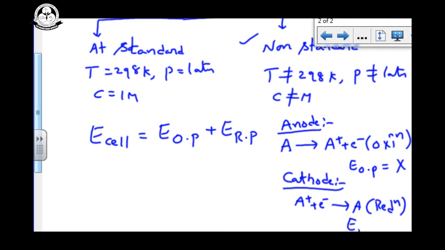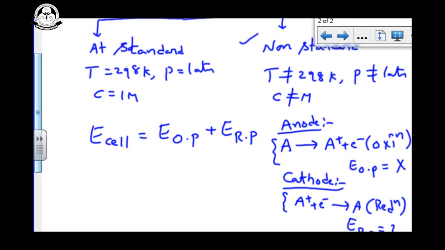So E reduction potential, how much? Think. Thermodynamics, how we were solving is normal is reversal. So reversal cell is minus X volts. Meaning, you have to write E oxidation potential is equal to minus of E reduction potential, or vice versa, whatever you require. Why? Because I am writing like this.